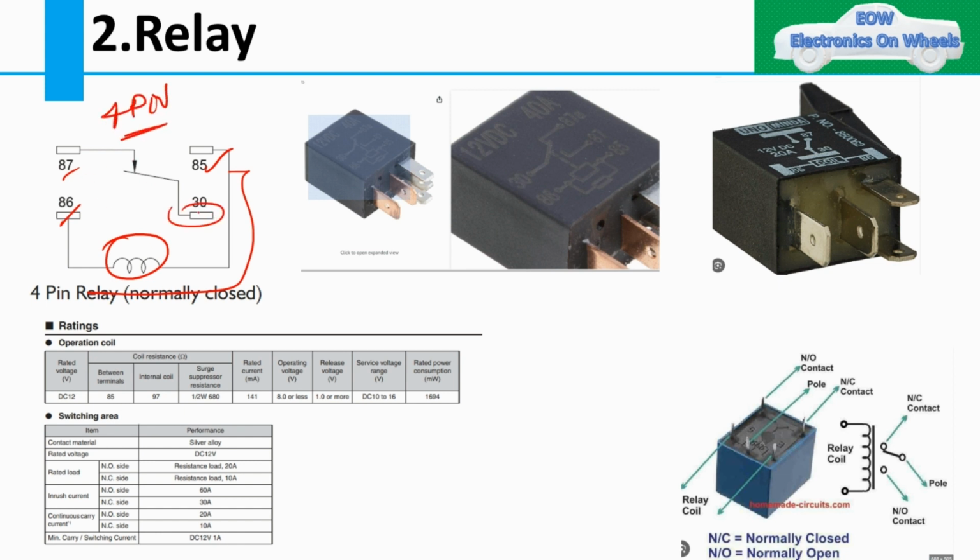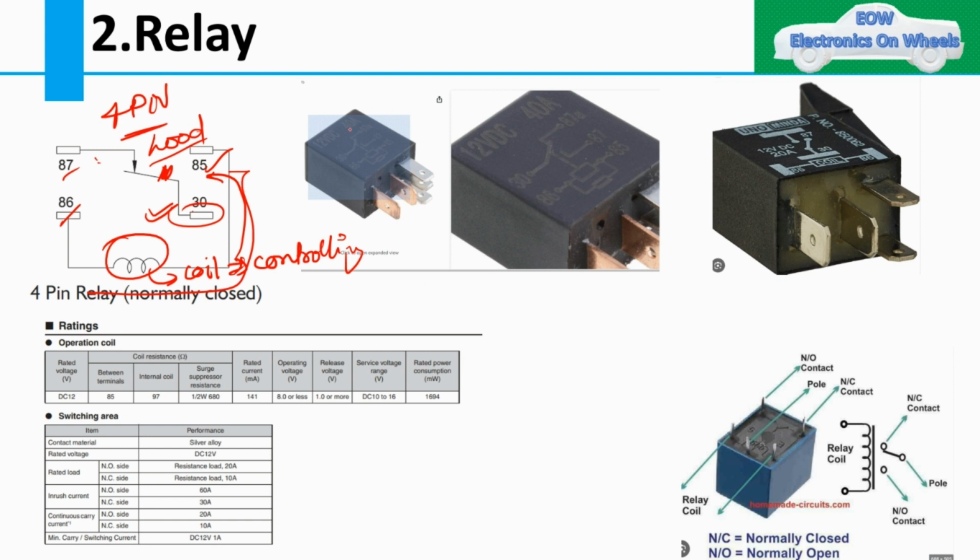This 87 and 30 terminal is used to control your headlamp high beam or low beam. It is going to connect to the load. In the earlier video I told you there are two sides: this is the load side, and this is the coil side. The coil side controls the function of your load, whether it is going to switch on or switch off. This is the function of the relay.